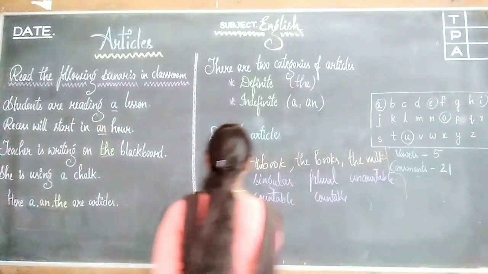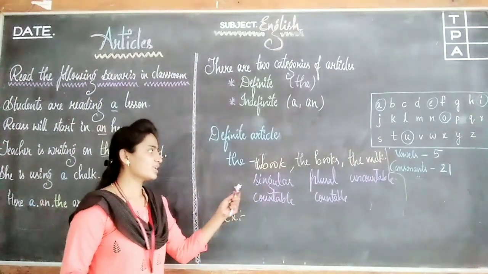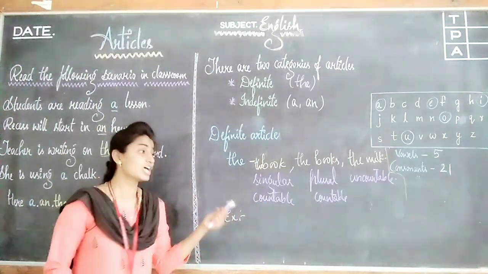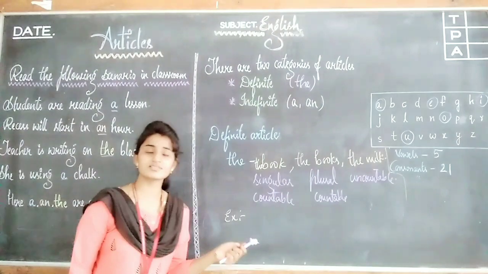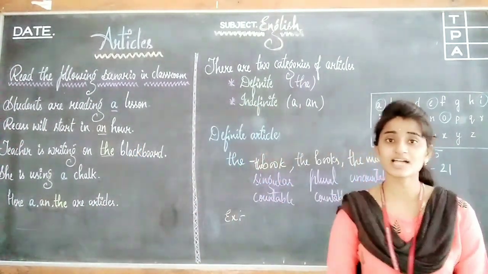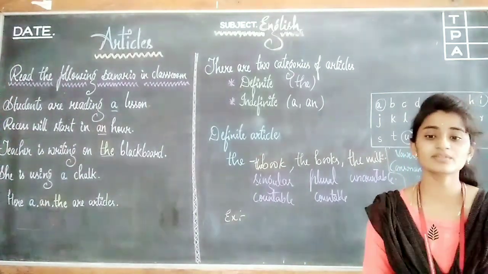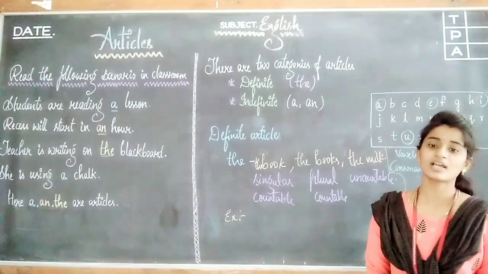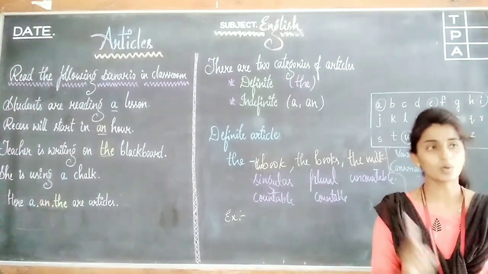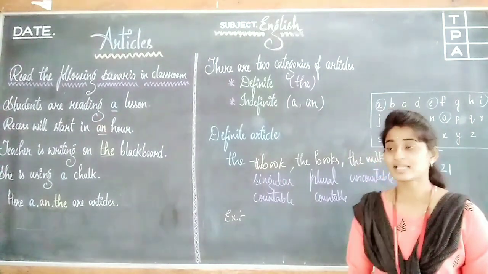Can you tell some more examples, children? It can be used before rivers, the oceans, the holy books. Whenever river names are given, whenever ocean names are given, or if we are speaking about holy books, we are going to use the definite article, that is the.